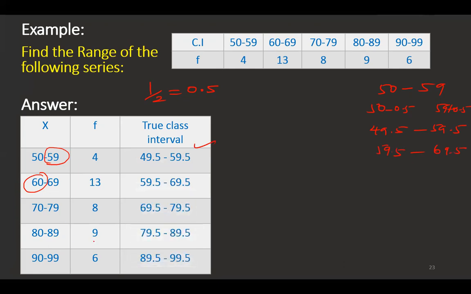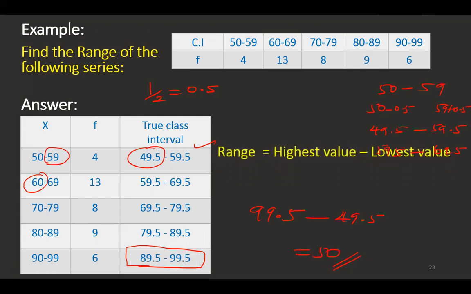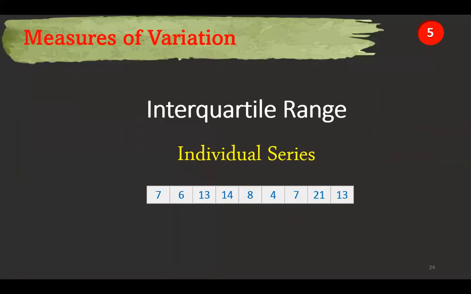Now which is the highest interval here? This is the highest interval here. Then highest value is 99.5 minus lowest value 49.5. It comes around 50 for my range. This is how we will calculate the range. It's the simplest one to calculate range for all the three.